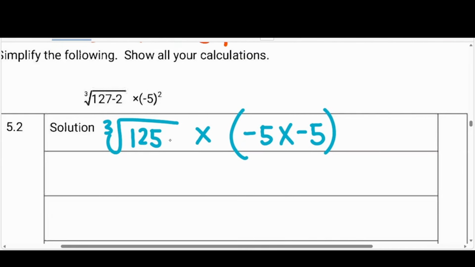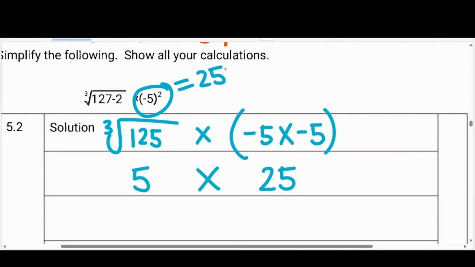Okay, we can then simplify. So the cube root of 125, you do have a calculator with you, so you can check, but the cube root is always just 5. Because if you go 5 times 5 times 5, it gives you 125. Times, okay, so -5 is going to give us +25. Okay, and this part here, if we square -5, it always just gives us 25. And then 5 times 25 is 125, which is our final answer.